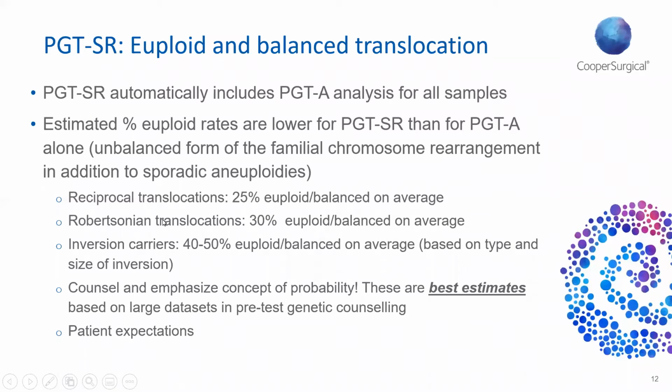Robertsonian is a wee bit higher. I counsel from our internal data set. Colleen, you probably have some updated numbers, so looking forward to hearing those.